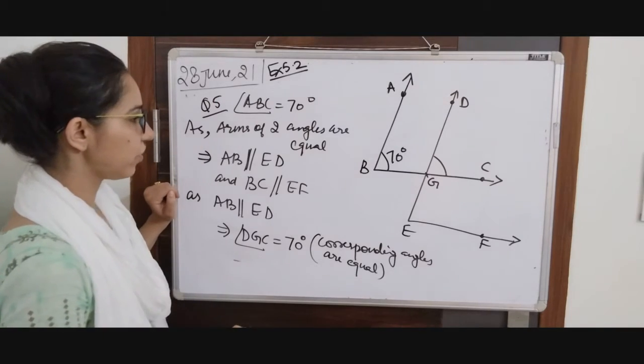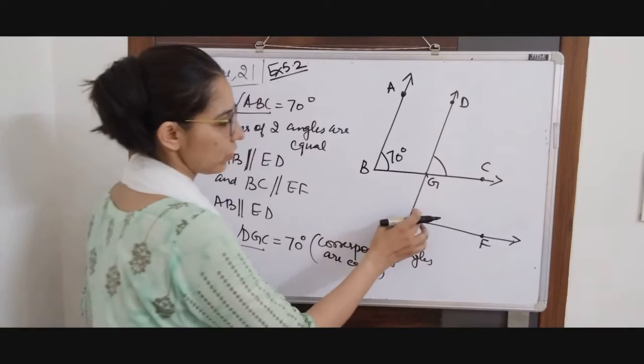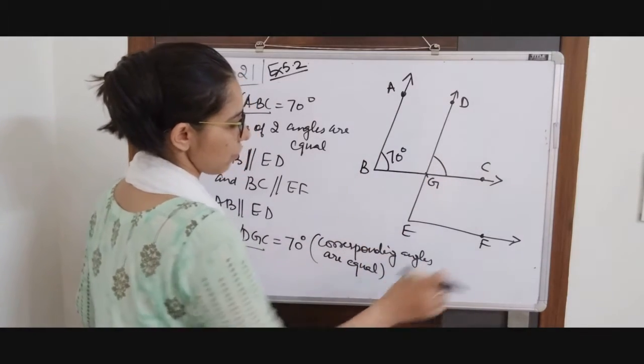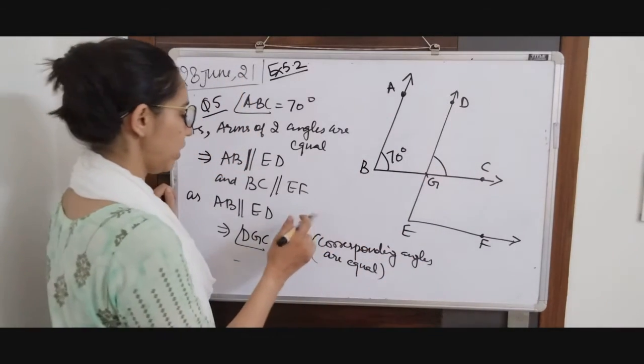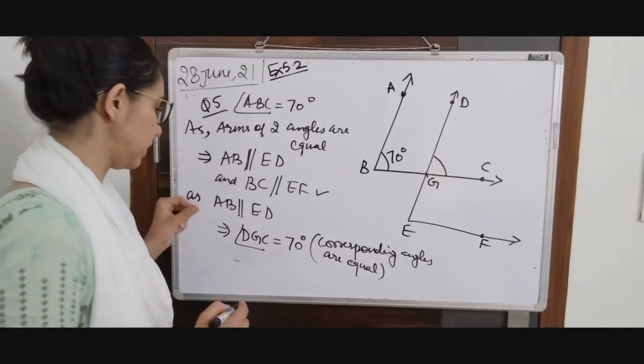Okay. Next, this is 70 degrees now. Next we have to find this angle, which is DEF. Now we have to use another second pair of parallel lines, B and C.